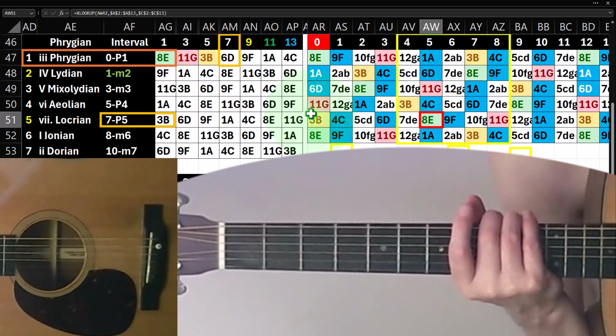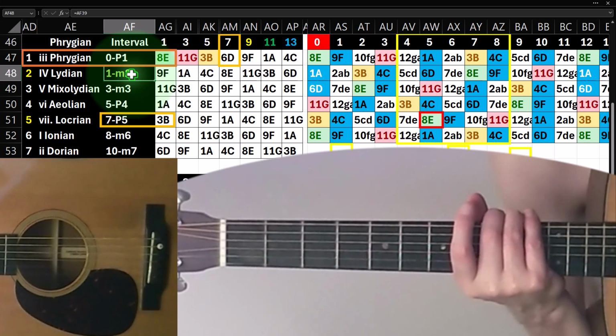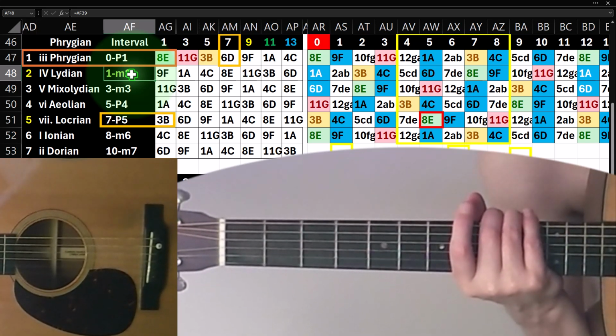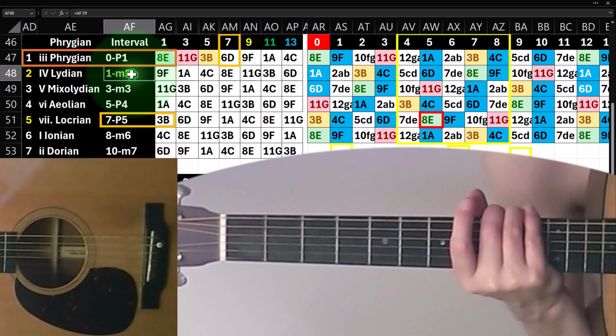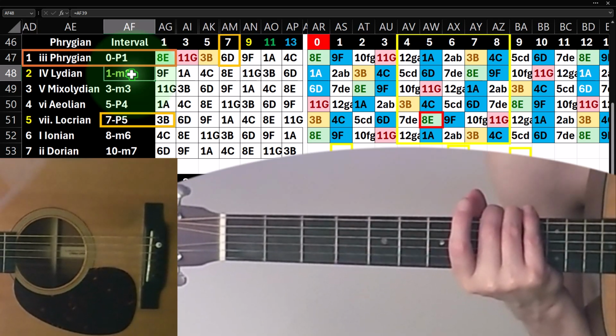If I look at the intervals for the Phrygian, I still have a perfect first. They all have a perfect first, but then I have a 1-note away minor second. This is the only one that has a 1-note away minor second. The major does not, and the Aeolian also does not, which is weird. You would think the Aeolian, which is the main minor scale, would have a flattened second, but it doesn't.